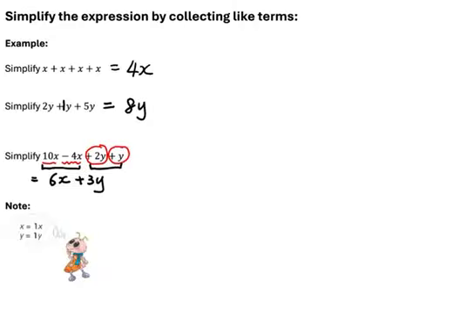One small note here. Every single time you see a letter alone with no number in front, it doesn't mean there's no number. It always means one of them. So x means 1x, y means 1y.